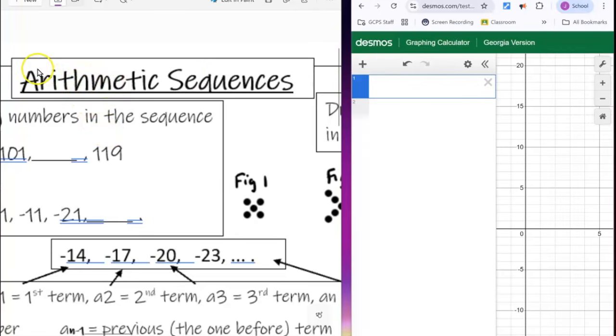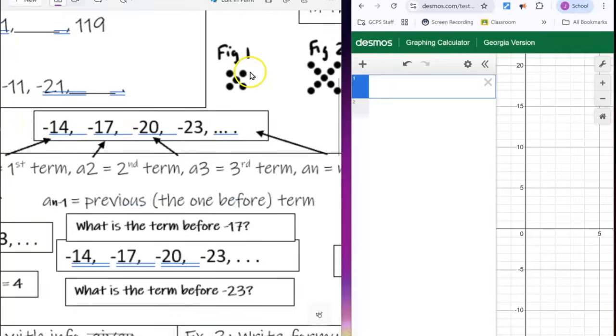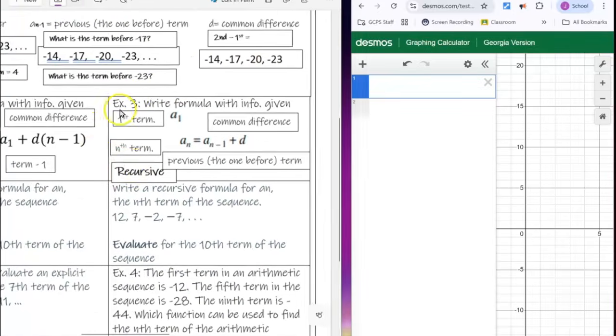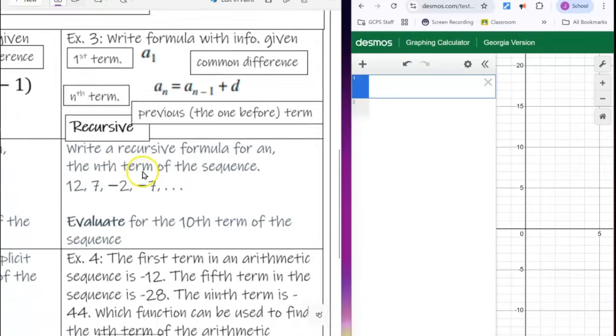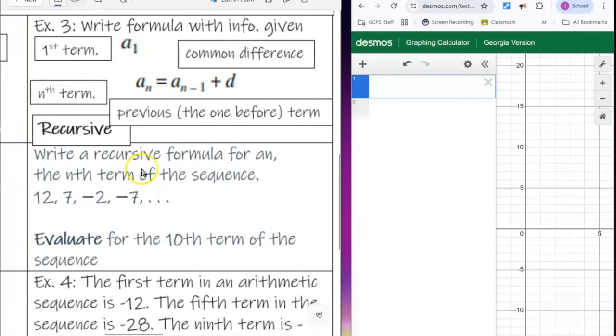Alright guys, we're going to take a look at arithmetic sequences. This time we're going to look at recursive sequences. So right here where it says recursive, that's what we're going to talk about. Before we begin, before we do any questions, we need to understand what the letters in the formula are. So this is a recursive formula. This is how you read it.